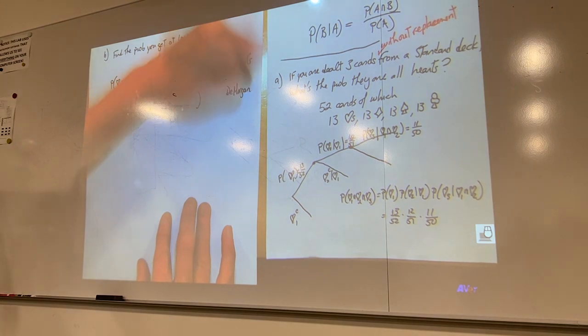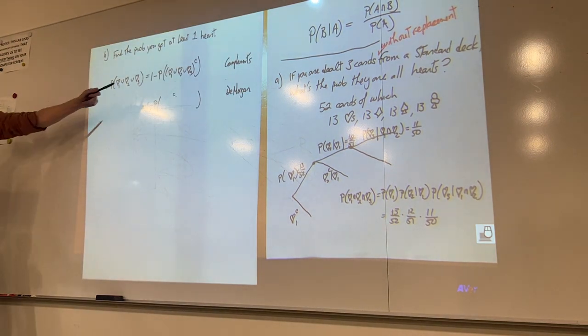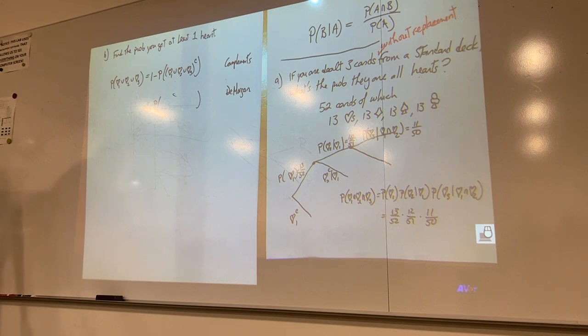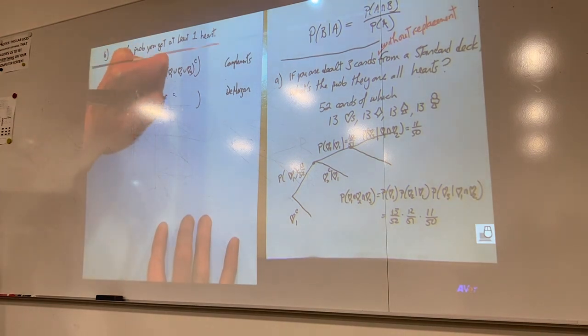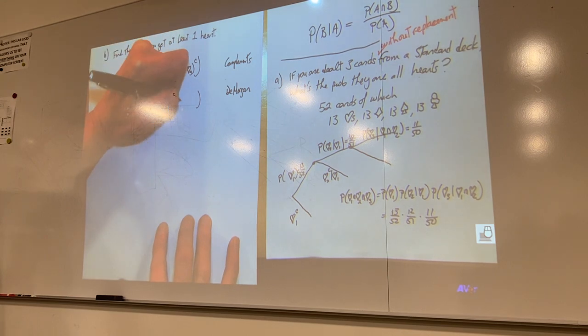De Morgan. Okay? Tell me what that is using De Morgan's law. The complement of heart 1 and the complement of heart 2 and the complement of heart 3.